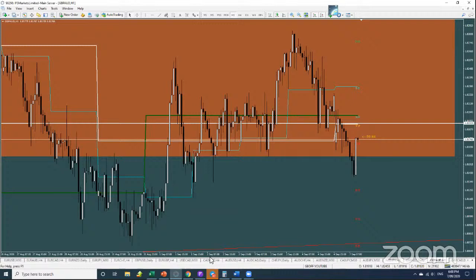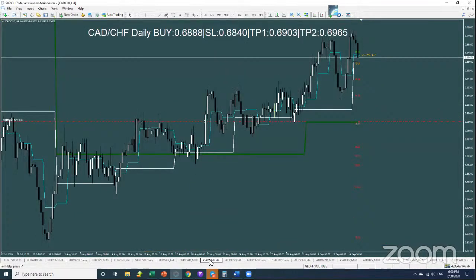Also looking for CAD Swissy to kick us back into better profits as we take out the highs here. I'm hoping that's the case, and I do have a little bit of a penchant for that one.